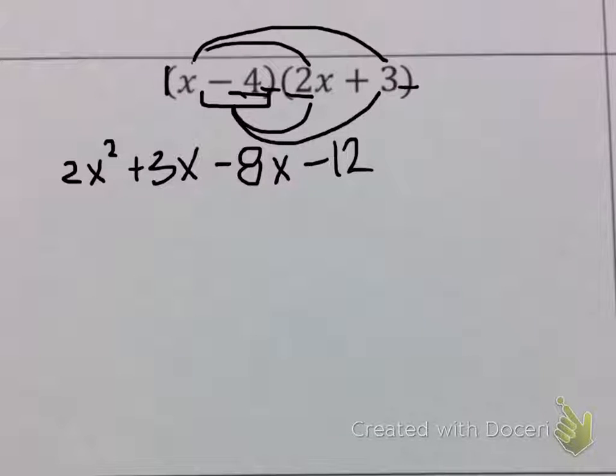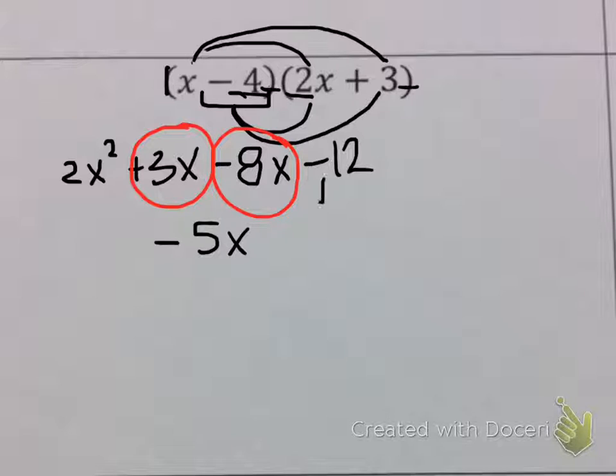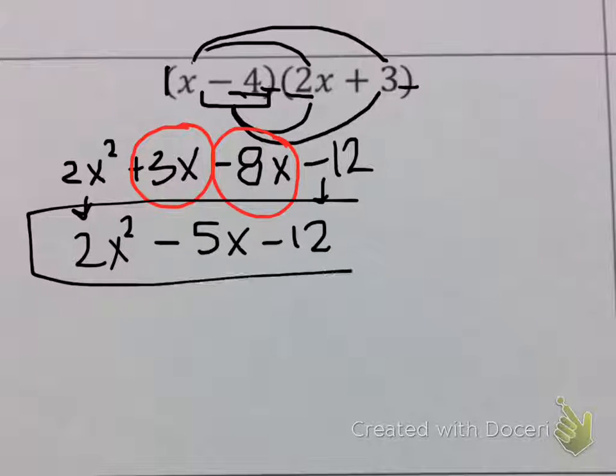Now we need to combine our like terms. So we got a 3x here and a negative 8x here, and both of those other terms don't have anything else to combine with. So 3x subtract 8x is negative 5x, and then we're just going to drop those down. 2x squared subtract 5x subtract 12. And that's going to be our answer.